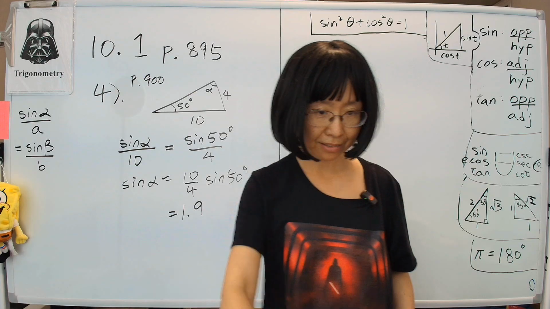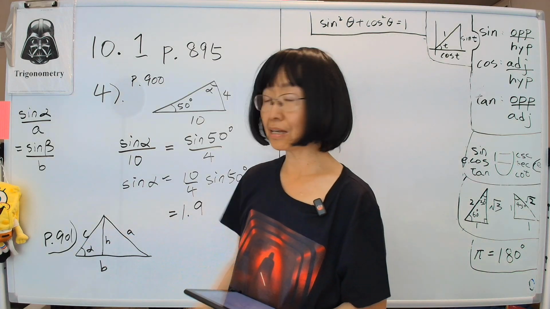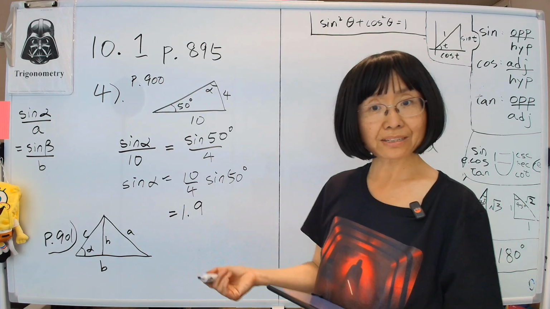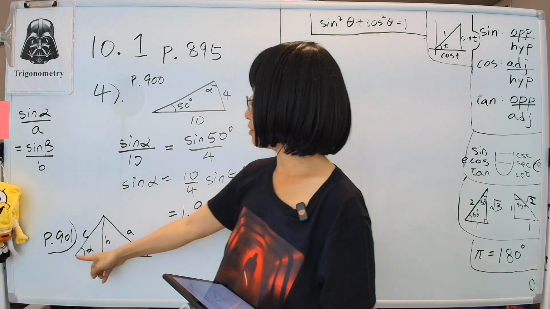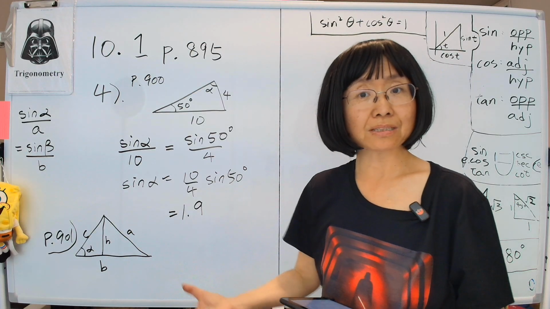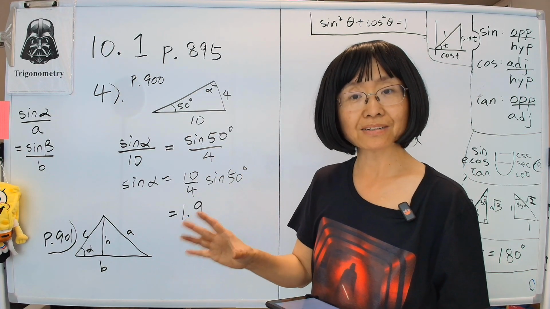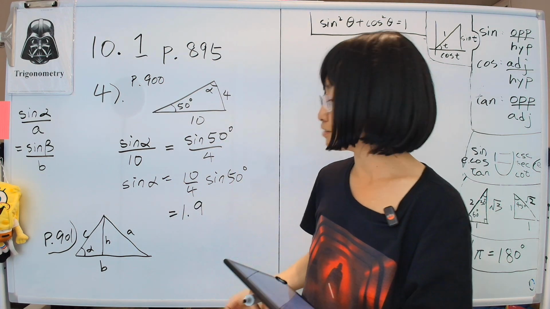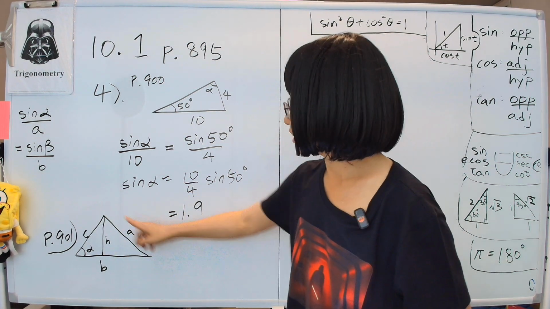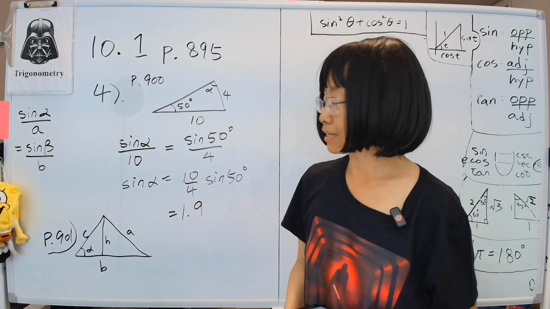So next, let's go to page 901, where we're going to consider calculating the area of the triangle. Here's an oblique triangle. The word oblique just means the triangle is not a right angle triangle. So we have right angle triangles, and everything else is called oblique. Anyway, so here's our oblique triangle, and we need to calculate its area.